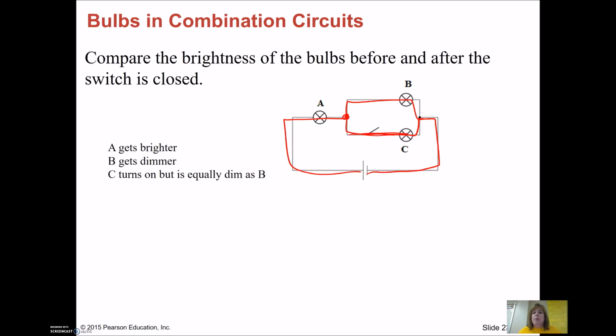But B gets dimmer because even though the current went up, it didn't double. Current has to split equally between each of these branches since B and C are equal bulbs. And it's not double, so the current through B is less than it was before, so it gets dimmer. And of course, C turns on, but it is equal in brightness to bulb B.